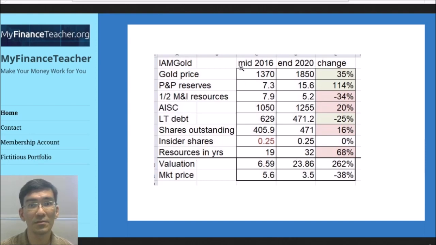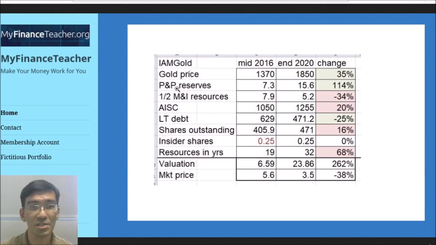So between mid-2016 and late 2020, the gold price has actually increased by around 35%. We have change here, and sometimes positive change is good news, in which case I color the good news with green color, but sometimes a negative change is good news, such as a decrease in the long-term debt. So green color over here shows an improvement, and red color over here shows some deterioration in these factors.